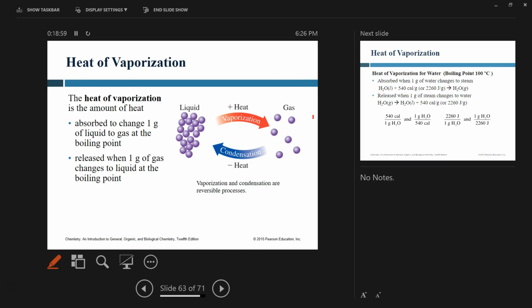Now, we already mentioned the heat of fusion. This is the heat of vaporization. So heat of vaporization is the amount of heat that you need to convert 1 gram of liquid to gas, or the amount of heat that will be released when 1 gram of gas condenses back into the liquid. As we mentioned, the heat of vaporization and the heat of condensation for the same substance are the same. Are we clear?